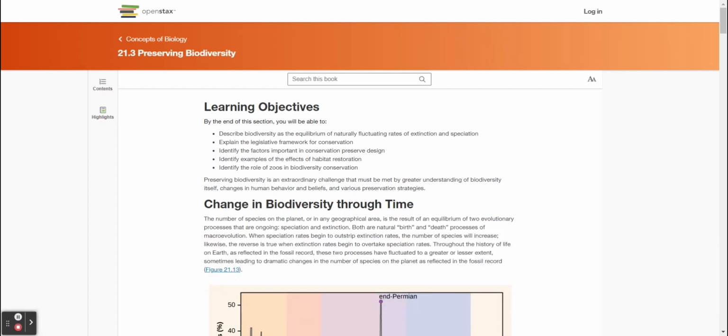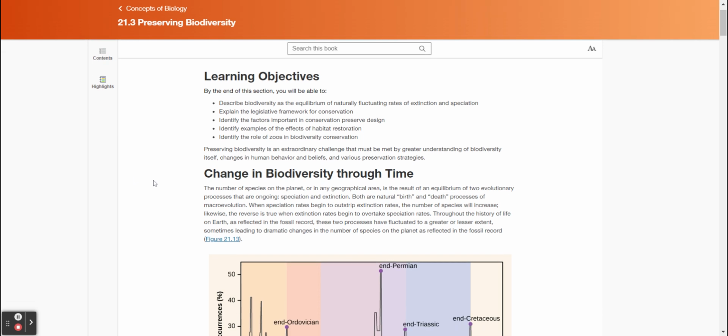Section 21.3, Preserving Biodiversity. By the end of this section, you will be able to describe biodiversity as the equilibrium of naturally fluctuating rates of extinction and speciation, explain the legislative framework for conservation, identify the factors important in conservation preserve design, identify examples of the effects of habitat restoration, and identify the role of zoos in biodiversity conservation.